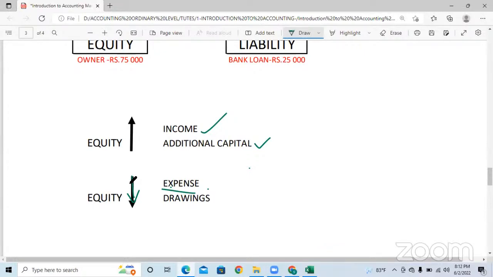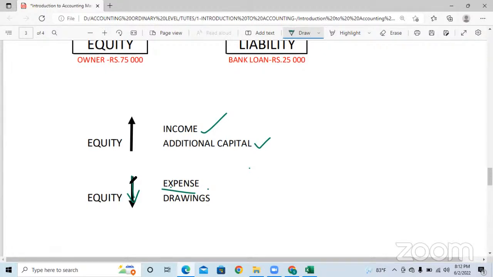And the other one, what is it? Drawings. What do drawings mean? Drawings means, guys, your owner is taking something from the business. It can be cash, it can be goods. The owner comes to the business and takes money, or maybe he's taking something for his personal use. Let's say he's taking some stationeries for his daughter. When the owner takes something for his personal use, we call it drawings. Drawings also reduce your equity.